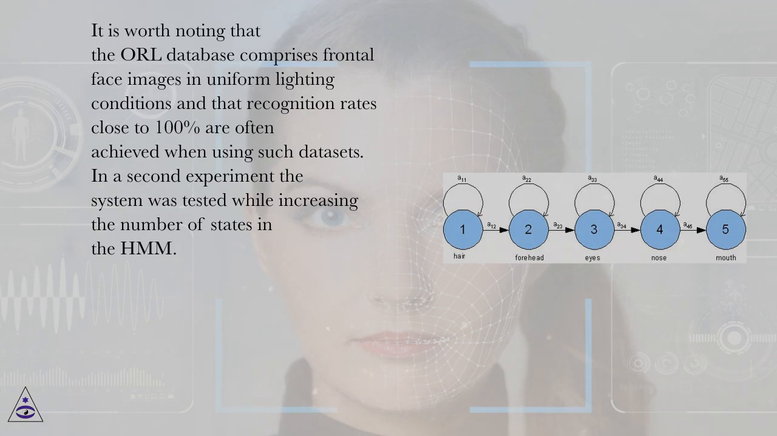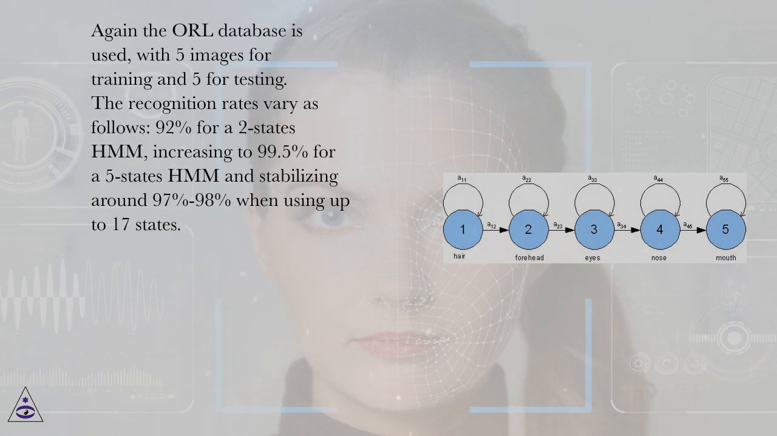In a second experiment, the system was tested while increasing the number of states in the HMM. Again, the ORL database is used, with 5 images for training and 5 for testing. The recognition rates vary as follows: 92% for a 2-states HMM, increasing to 99.5% for a 5-states HMM, and stabilizing around 97% to 98% when using up to 17 states.